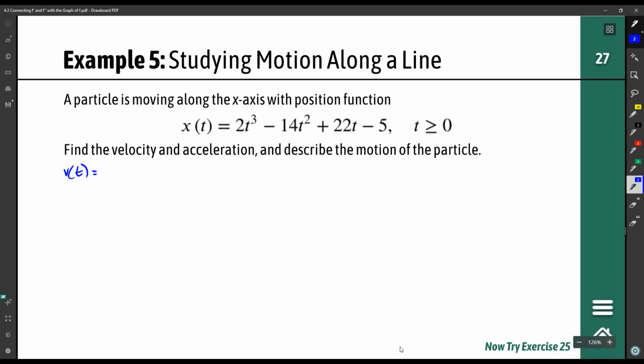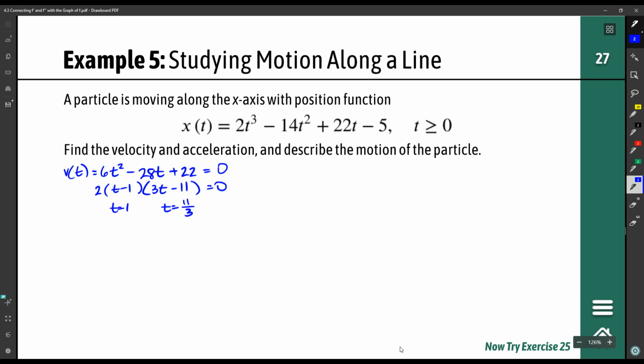By the power rule, the derivative of x of t will be 6t squared minus 28t plus 22. We're going to look for some critical numbers there, so we'll set that equal to 0. I'm going to wave my hand around a bit here and factor this rather than going through all of the motions. It's going to factor into 2 times the quantity t minus 1, times the quantity 3t minus 11. So that means we're going to have critical values at t equals 1 and at t equals 11/3.